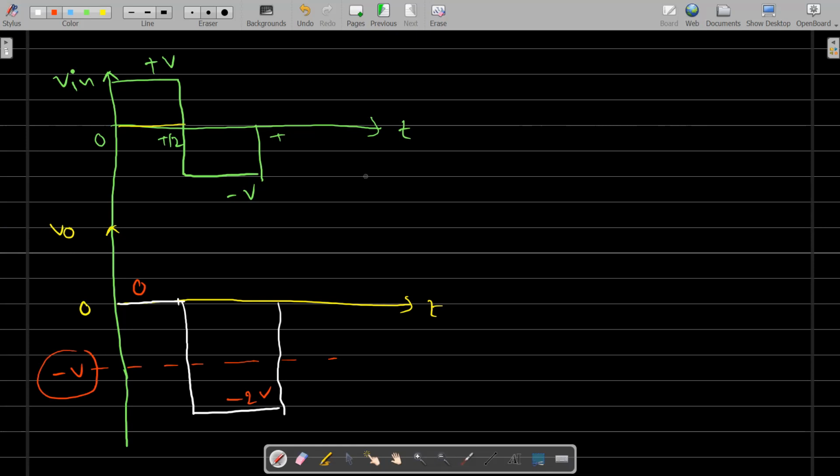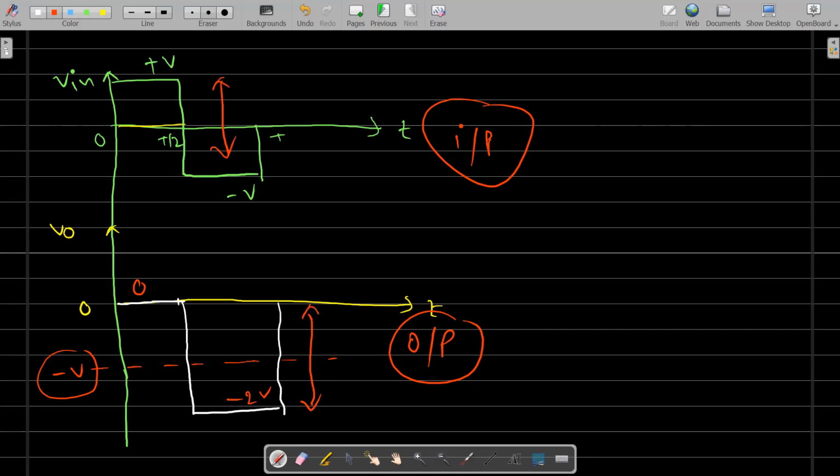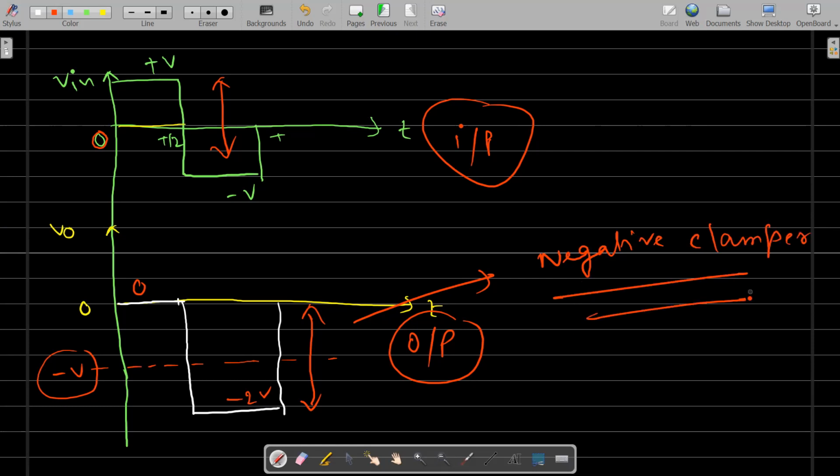Okay. Now see the input and output. So this is the input waveform and this one is the output waveform. See, at the output we are getting the same square wave. Even if we calculate the peak-to-peak voltage, it is twice P. It is also twice P. Okay. But see, the DC level changes. Previously, the DC level was centered at 0 for the input. Now the DC level shifted to the negative side, that is minus P. Okay. So this clamper, we can say it is a negative clamper.